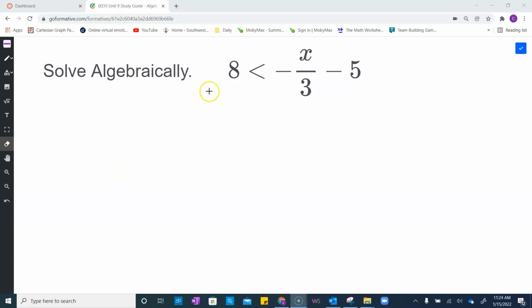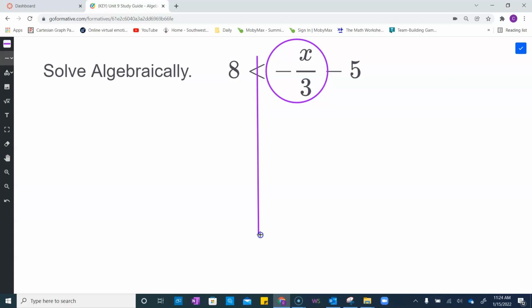All right, we have the inequality 8 is less than negative x divided by 3 minus 5, and I'm asked to solve this algebraically. So I'm going to start by circling my term with the variable, which is this term right here. And I'm going to draw a line down the middle of the inequality sign. All right, so I'm ready to roll.